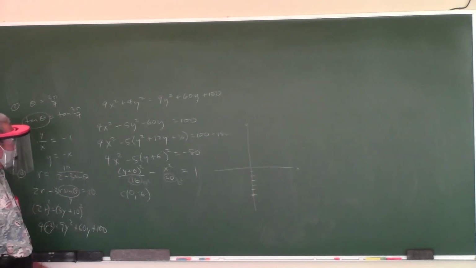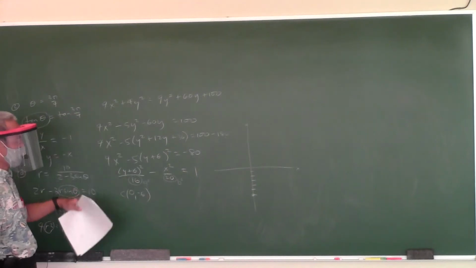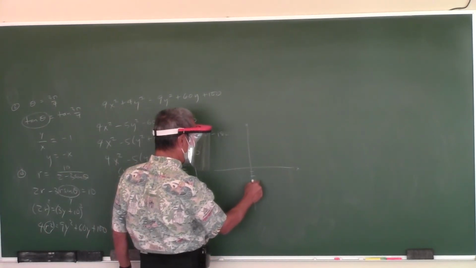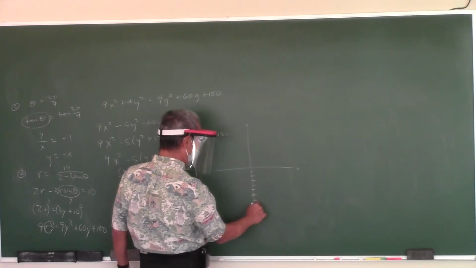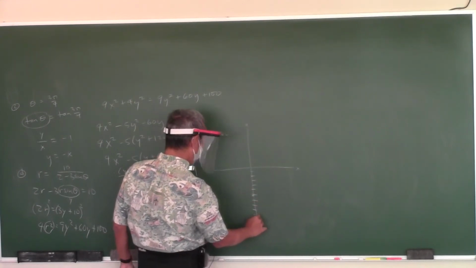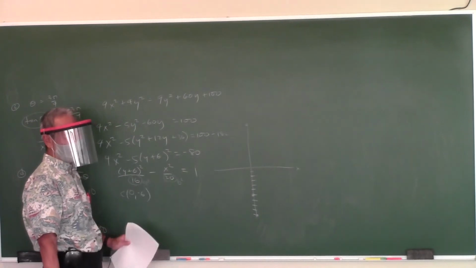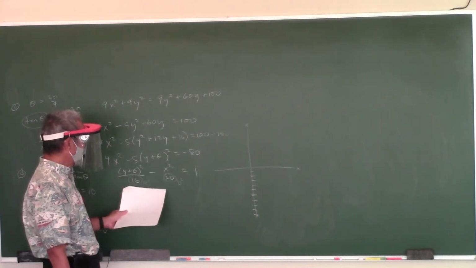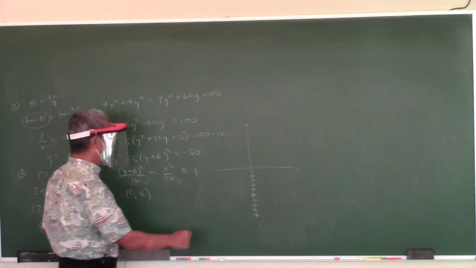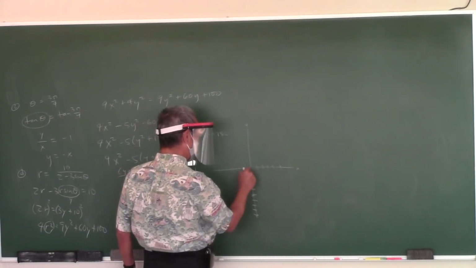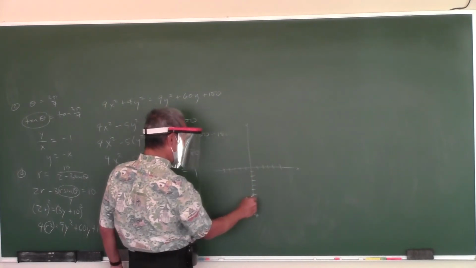Anyway, what's the square root of 16? 4. That tells you how much to go up and down from the center. So from the center, you go 4 up, 1, 2, 3, 4, and 4 down, 1, 2, 3, 4. And then you take the square root of that number. Square root of 20 is what, 4 point something, right? So what you do is you go 4 point something to the left, so 1, 2, 3, 4, 5, and to the right, 1, 2, 3, 4, 5.